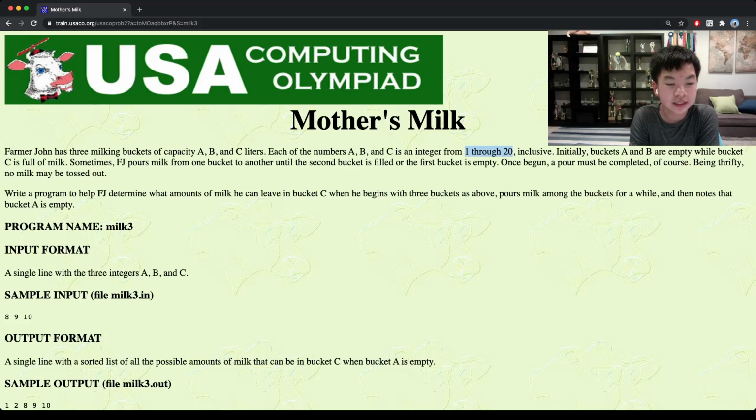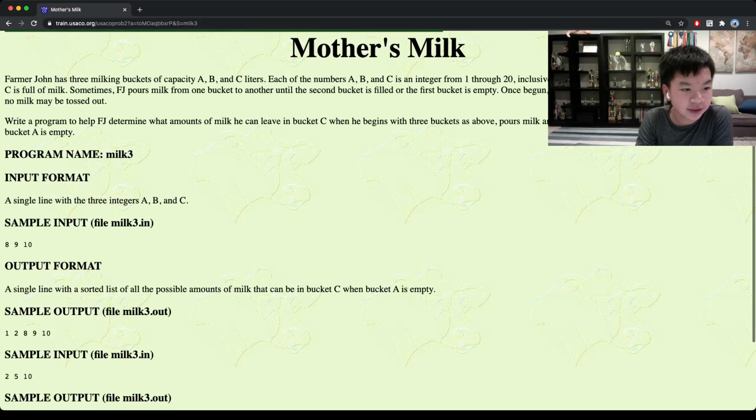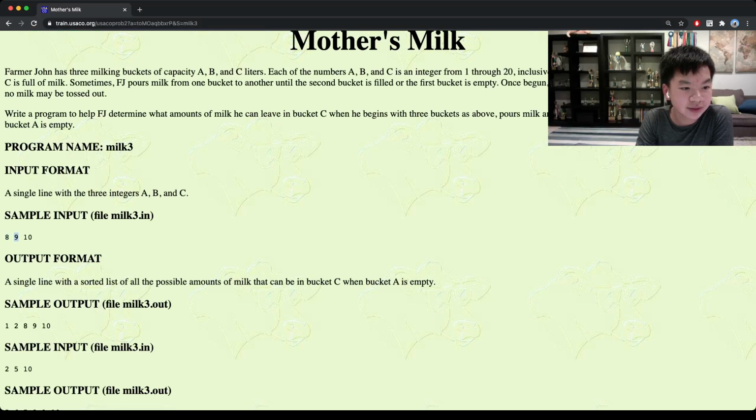And Farmer John can choose to pour milk from one bucket to another bucket, until either the second bucket is filled or the first bucket is empty. Then he must complete the pour, and you cannot remove any units of milk. So we're supposed to calculate all the possible values of the amount of milk in bucket C when bucket A is empty. For this case, we're given A equals 8, B equals 9, and C equals 10.